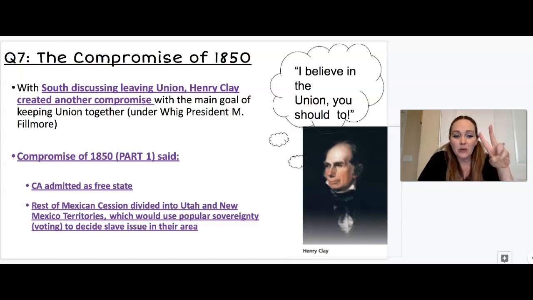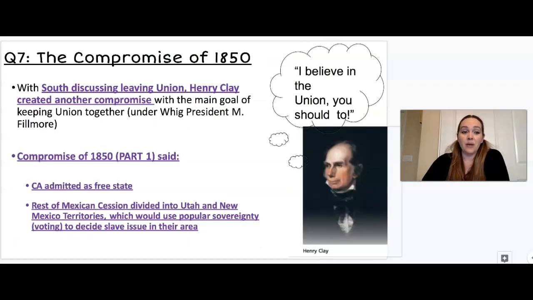All right. Part two. Well, that's not all the Mexican cession land. There's still other pieces of the Mexican cession land. So we're going to divide that up into two territories, Utah and New Mexico territories. Those territories can use popular sovereignty, which means voting. The people who live there can vote to decide for themselves if they want slavery in that territory. So California is going to be a state and we're going to be free, and the rest of the land will be divided into two territories, not states yet, and the people who live in those territories can vote.